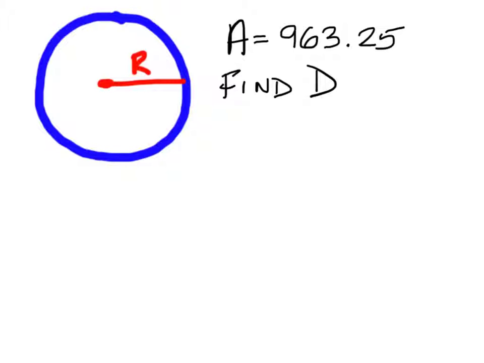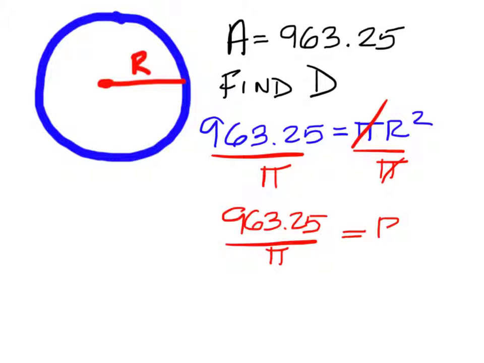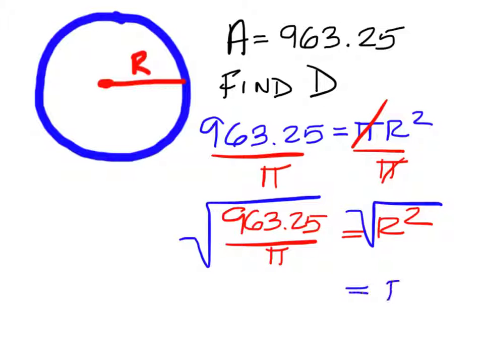Now the area is 963.25, and you set that equal to pi r squared because you have area, and then divide both sides by pi. Pi's cancel out. You're left with 963.25 over pi and r squared on the right. You're going to need the square root of both sides to get r, and then we'll leave this as 963.25 over pi under the square root sign. We're looking for diameter, so you just have to multiply it by 2.